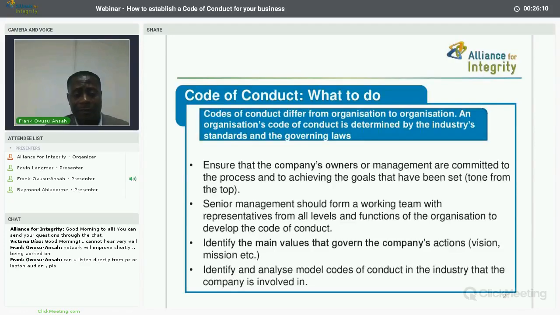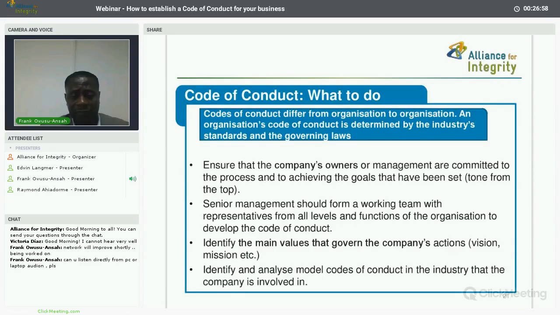Then we say identify the main values that govern the company's actions. Here, it is very important that you ensure the code of conduct you are drafting is connected directly with the mission statement of the organization. We know organizations are set up with visions. It's what we call the future expectations of the organization, the bigger picture of what they seek to achieve in a distant future. If the organization has the vision, then the mission is what will take the organization there. And you need to have that connection. That is, the code of conduct must have a connection with the mission and the vision of the organization.